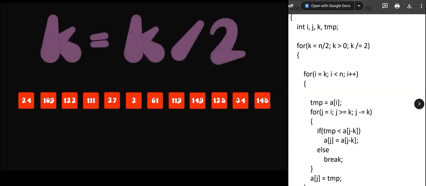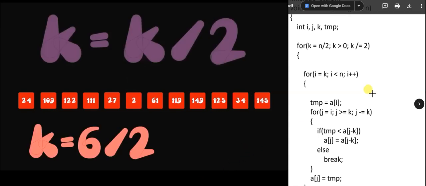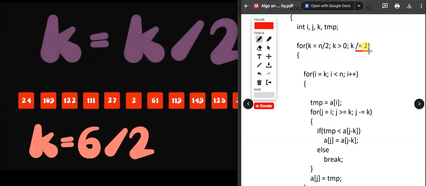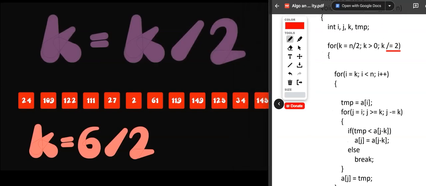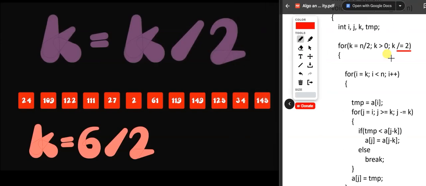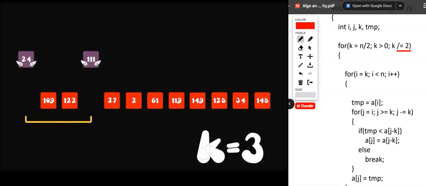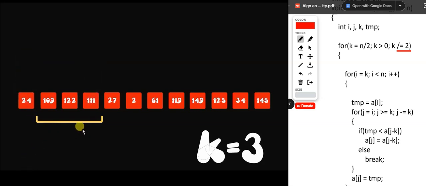Now we can see again this part executed around here, this section. Here we can see k again divided by 2, and that's what is going to happen around here. And now observe, we are moving this, maintaining a gap of 3 elements among them.